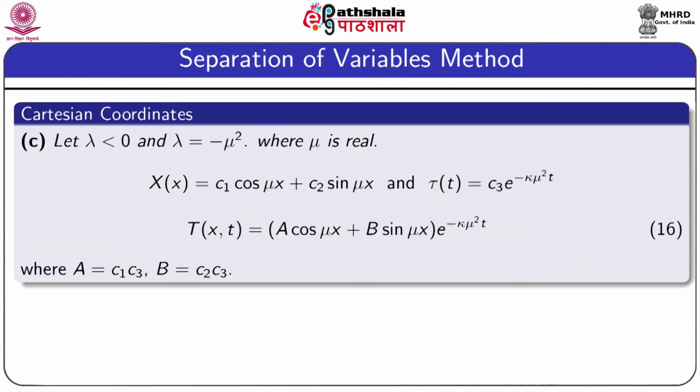Now, the last case, when lambda is less than 0. So, lambda can be written as minus mu square, where mu is a real constant. So, capital X becomes C1 cos mu x plus C2 sin mu x and tau is equal to C3 e to the power minus kappa mu square t. So, the solution for this case can be written as T is equal to, which is given in this slide. Here we also modified the constants C1, C2, C3 in this way: capital A is C1 C3 and capital B is C2 C3.